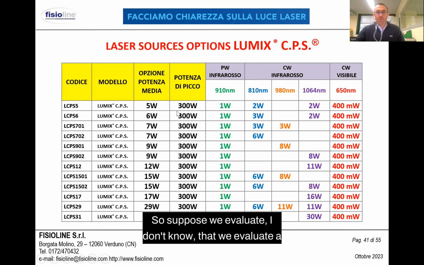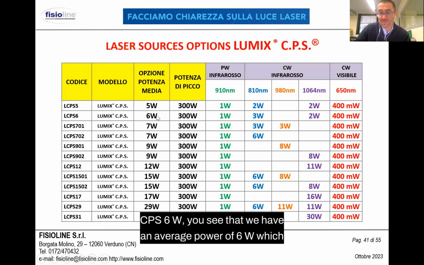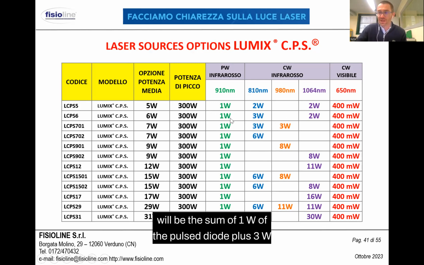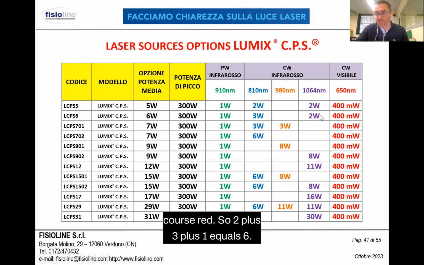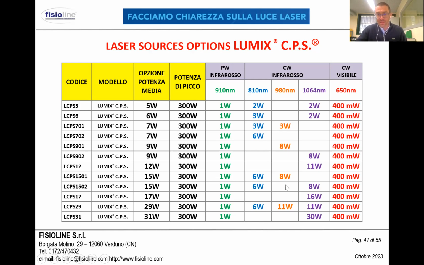So suppose we evaluate a CPS 6W, you see that we have an average power of 6W, which will be the sum of 1 W of the pulse diode plus 3 W of a diode working at 810 nanometers, plus 2 W of a diode working at 1064 nanometers, then of course red. So 2 plus 3 plus 1 equals 6.